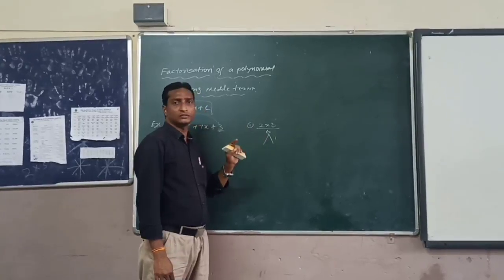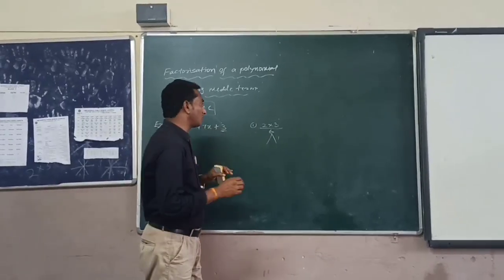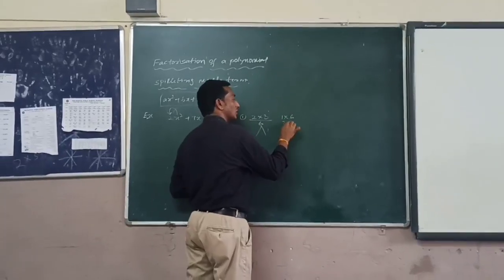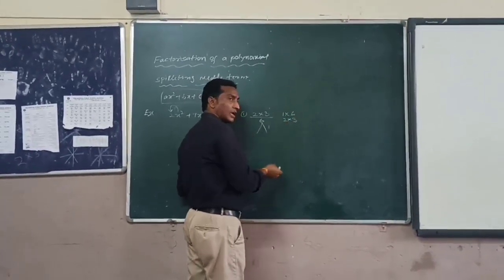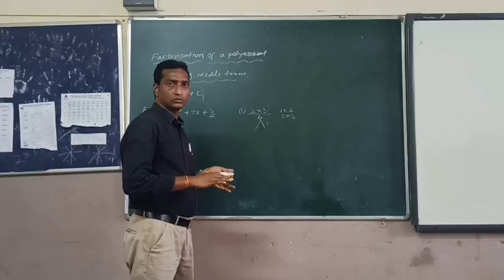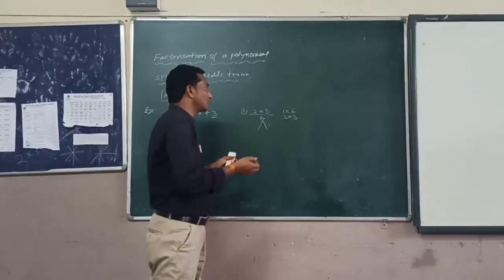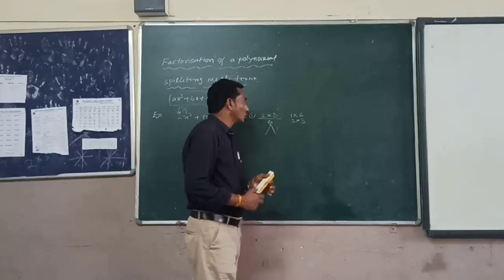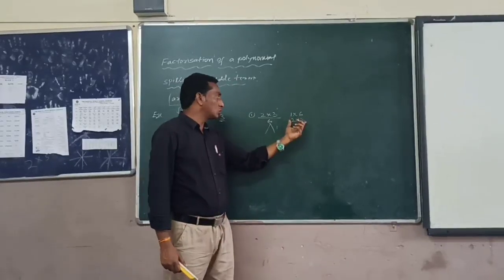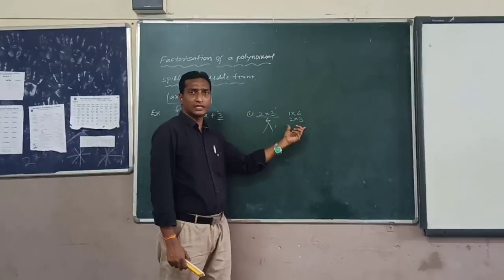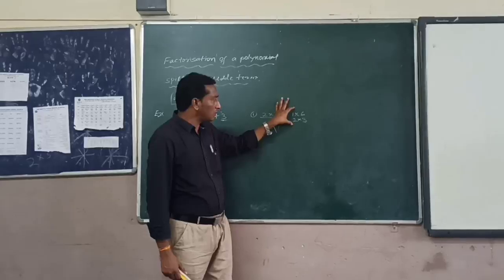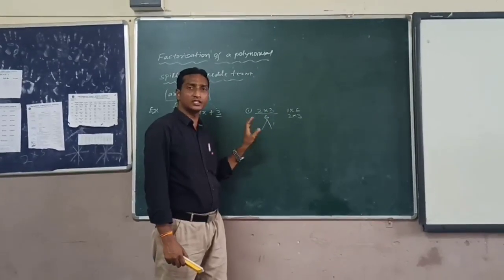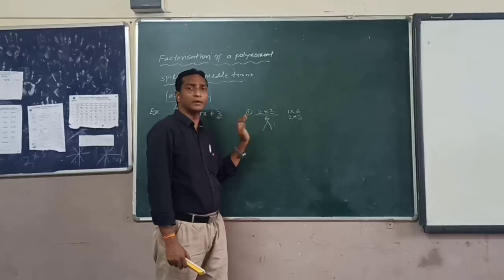Now write the multiples of 6: 1 into 6, 2 into 3. We can repeat them as 3 into 2 and 6 into 1, but that means there are two multiples, 1 into 6 and 2 into 3. Take these two multiples. Which multiple is selected for factorization by splitting the middle term?